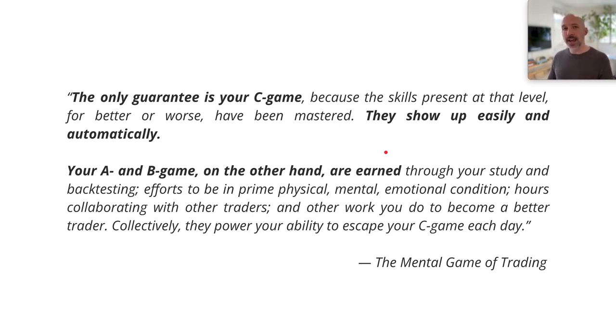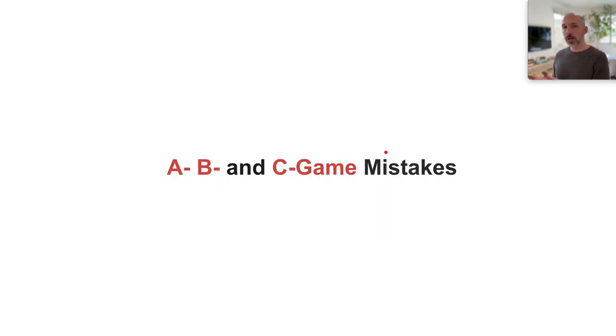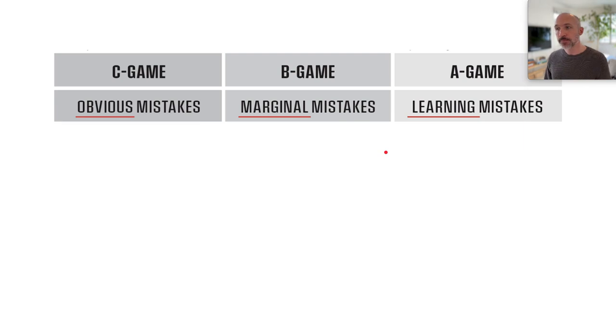Now, through this lens of A, B, and C game, and the performance that we have in each, and the way we're thinking in each, and if we're able to access our trade plans or not, we're going to parse A, B, and C game mistakes, because the mistakes at each one of these levels are different. We have A game mistakes, which are learning mistakes. B game mistakes, marginal mistakes. C game, obvious mistakes, okay?